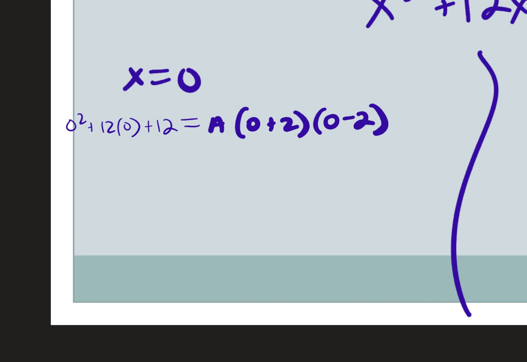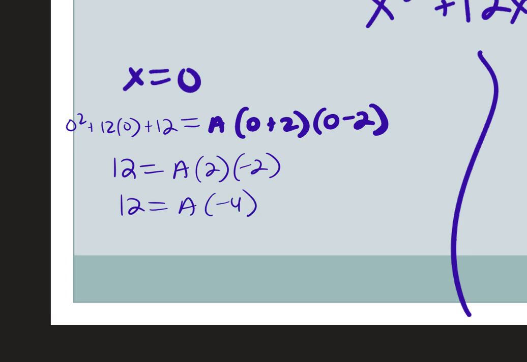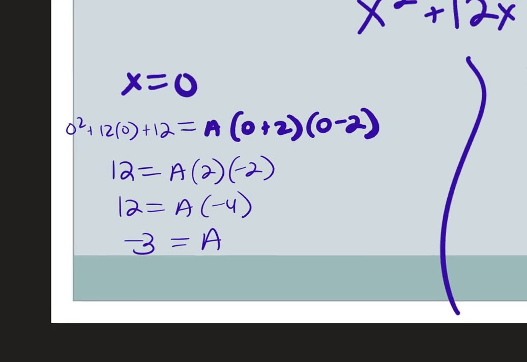And then I'm going to keep going. 0 squared plus 0 plus 12 means 12 equals A times 2 times negative 2. 12 equals A times negative 4, and A equals negative 3. That's 1.